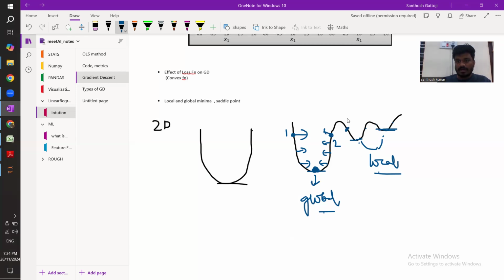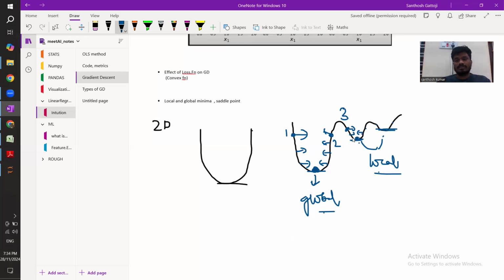When you start with the point 3, what will happen? It doesn't know that there is a global minimum over here. As I said, it will calculate the slope. Now the slope will be negative, right? When the slope is negative, obviously it should move this way. Correct? It will move this way and it will settle here. It will come here, again move here, finally settle here. Agree?